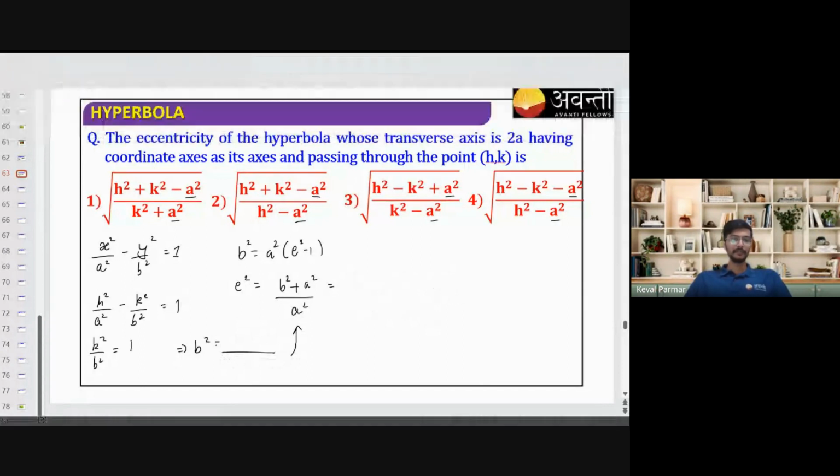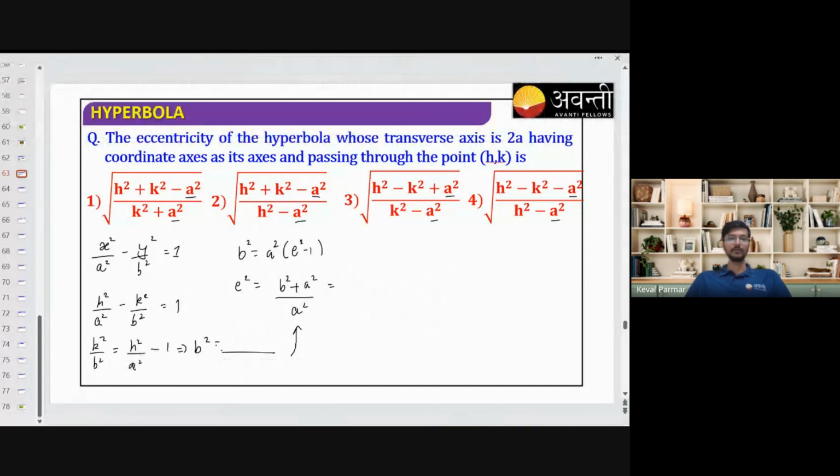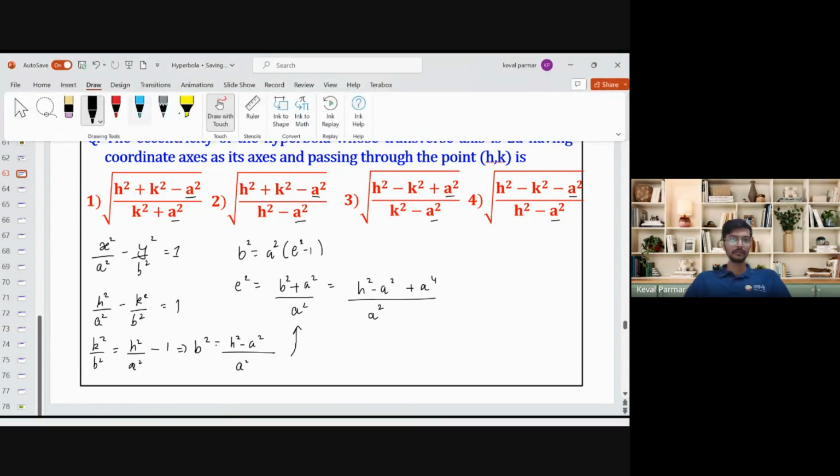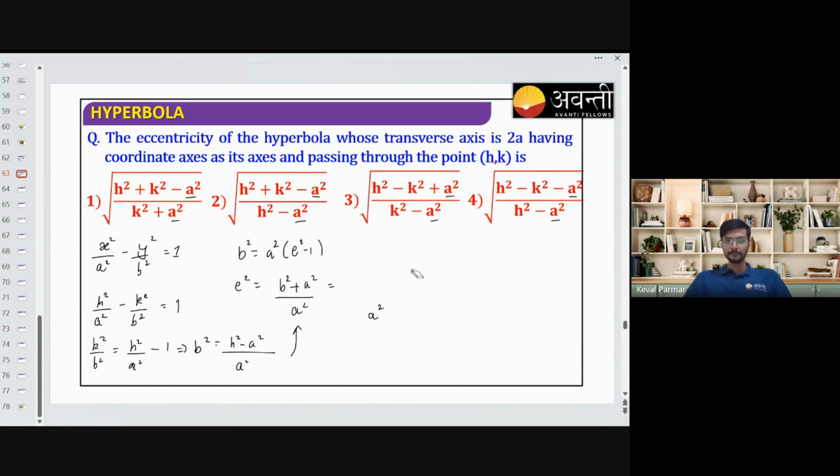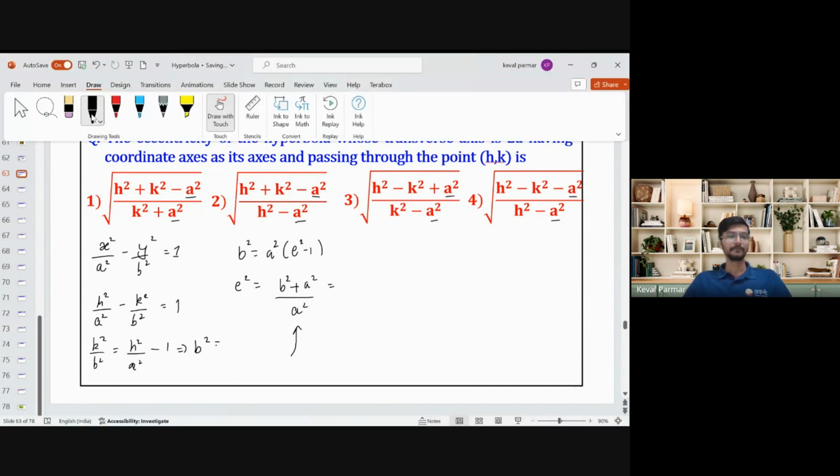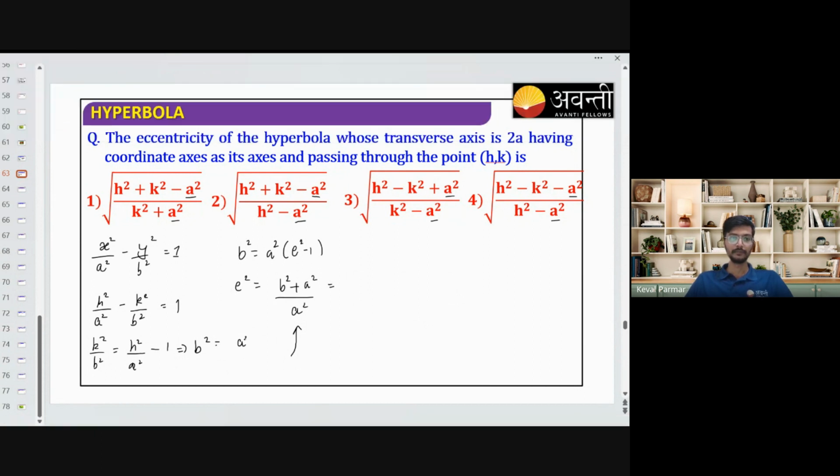That is, k square upon b square will be h square upon a square minus 1. So it will be h square minus a square upon a square. So here I'll get h square minus a square plus a raised to the power 4 upon a square. Sorry. What are we doing? b square will be equal to a square k square upon h square minus a square.